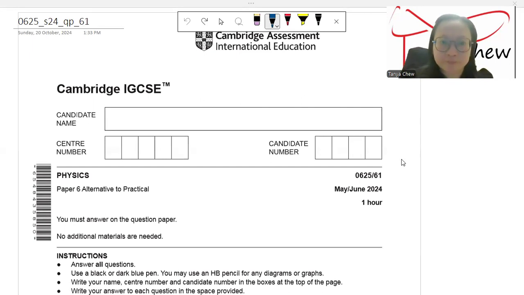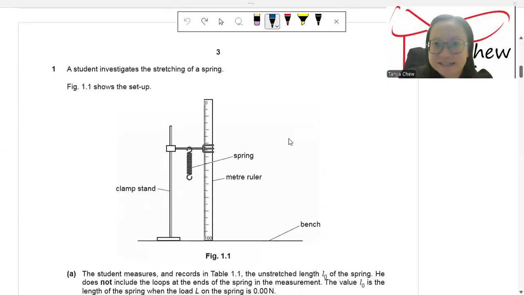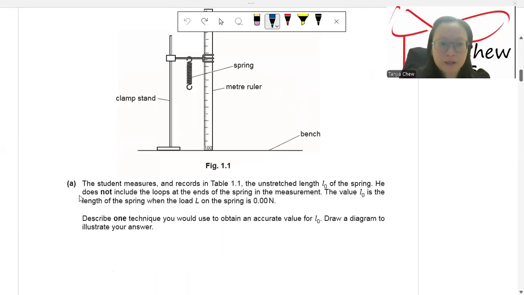Let us get started. First question, a student investigates the stretching of a spring. Fig 1.1 shows the setup. A, the student measures and records in table 1.1 the unstretched length L naught of the spring. He does not include the loops at the ends of the spring in the measurement.